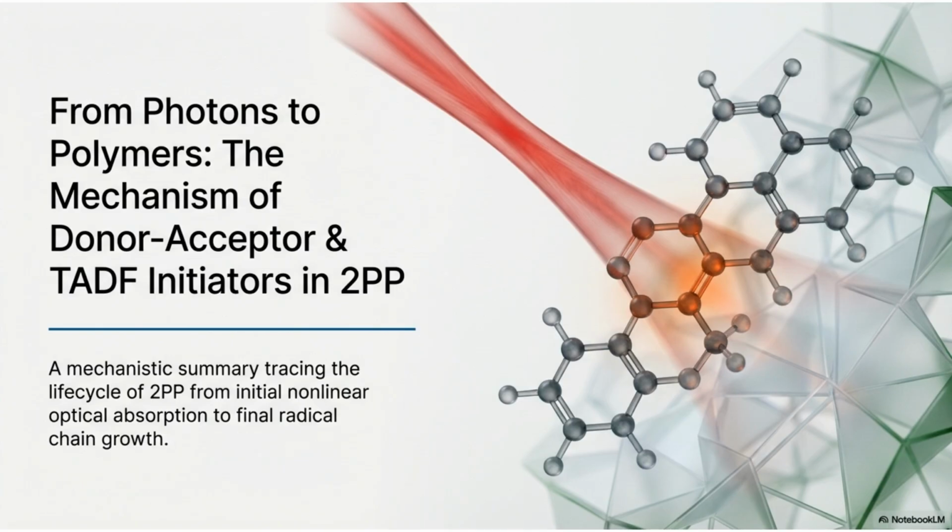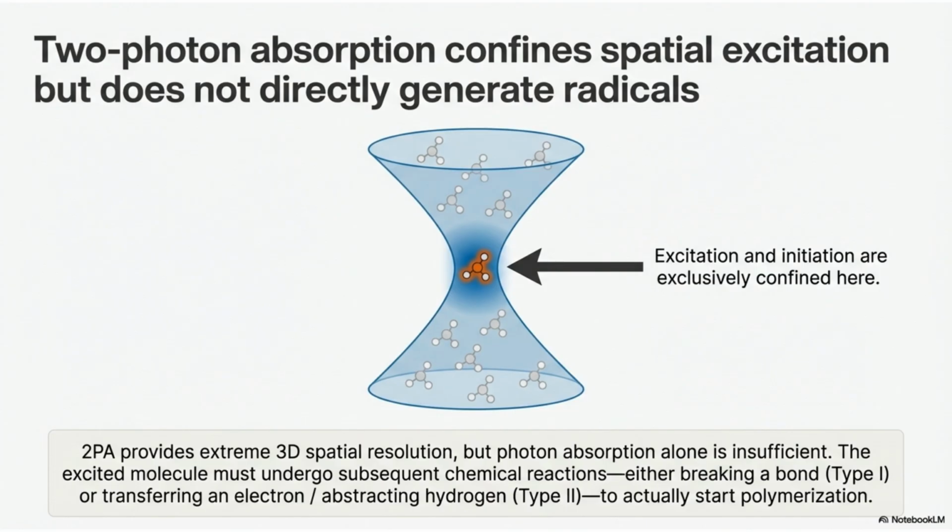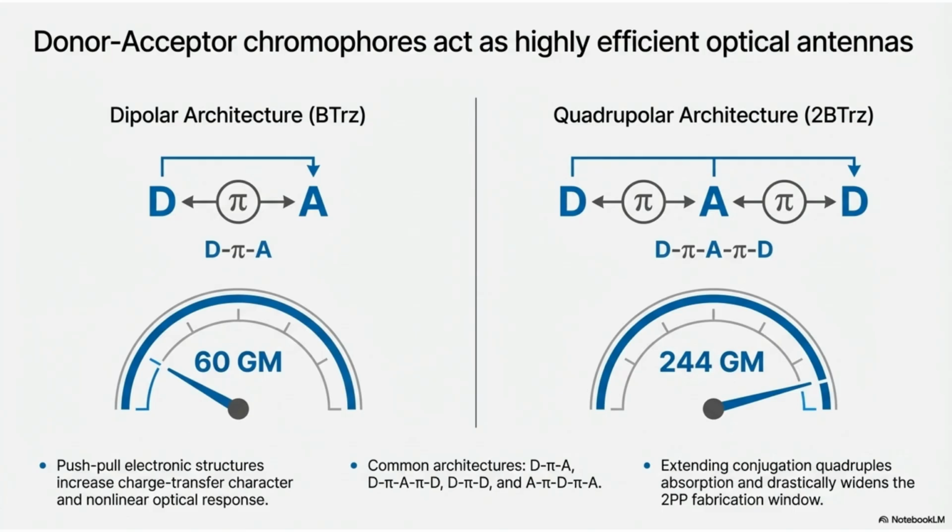Welcome to this video on the mechanism of donor-acceptor and TADF initiators in two-photon polymerization, or 2PP. We will trace the life cycle of 2PP from initial nonlinear optical absorption to final radical chain growth. Two-photon absorption provides extreme 3D spatial resolution, confining excitation and initiation. However, photon absorption alone is insufficient. The excited molecule must undergo subsequent chemical reactions to start polymerization.